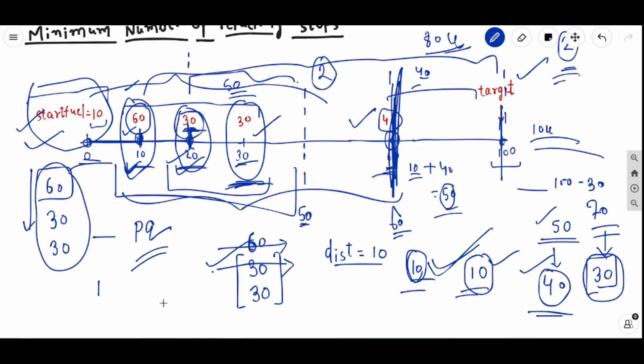We'll reach the target, and the answer would be 1 plus 1, 2, because these are the number of gas stations at which I had to stop. The answer would simply be the number of elements which I am popping from the priority queue. Okay, and that would be my answer. In this case the answer is 2. So let's see how we can implement the strategy, how we can implement the idea.